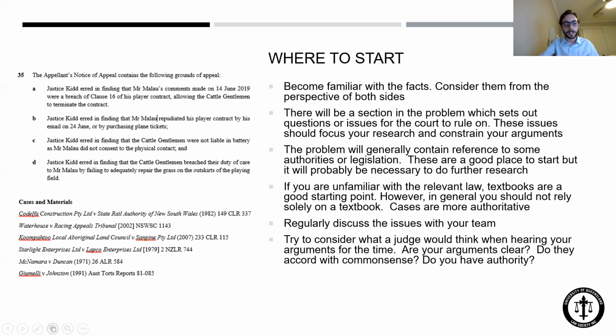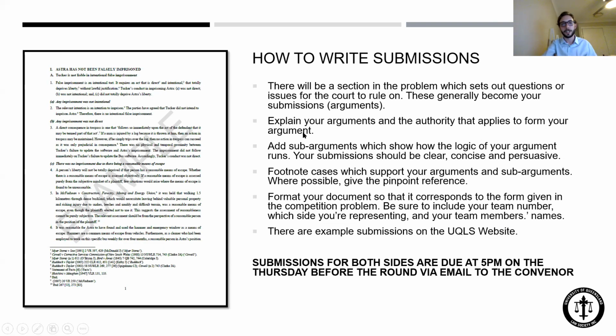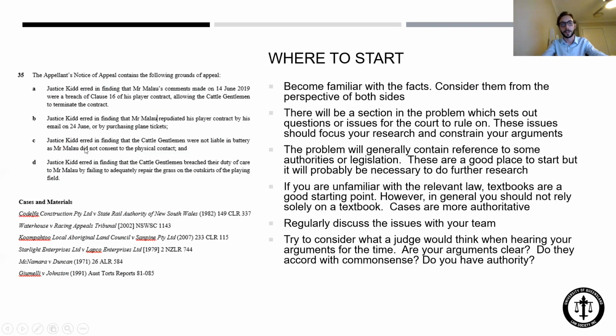So that is the starting point. And then once you're through that, you'll probably be onto the stage where you are ready to bang out some written submissions. Now you'll see on the left-hand side here is the template submissions. This is the broad structure that you want to be going for when you are writing your written submissions. You'll see at the top there the Roman numeral, the text right at the top of the screen, Astra has not been falsely imprisoned. That text should come directly from the issues that are outlined at the end of the problem, these ones in paragraph 35 on the left here.